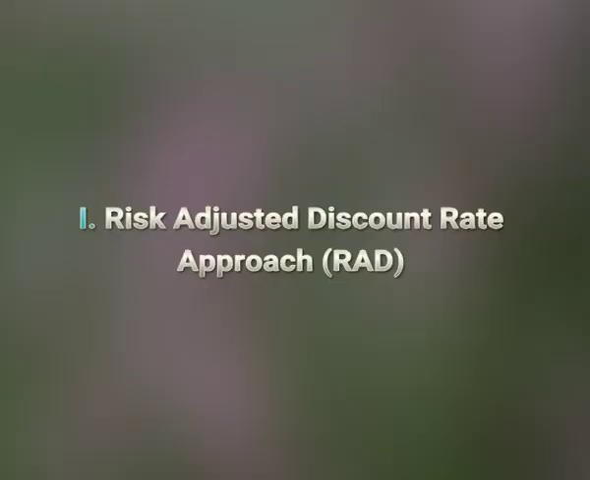So, in this episode, we will start with the first method, which is the risk-adjusted discount rate approach. The risk-adjusted discount rate method is a method of adjusting the discount rate to reflect the project risk. If the risk of the project is equal to the risk of the existing investments of the firm, the discount rate used is the average cost of capital of the firm.